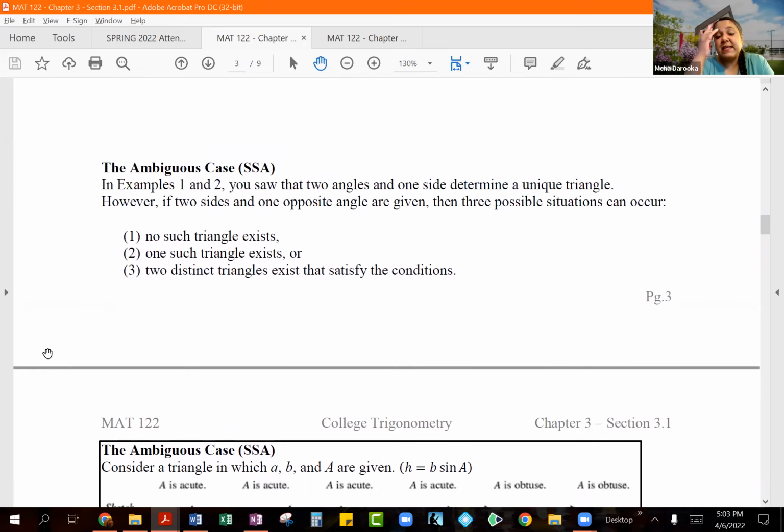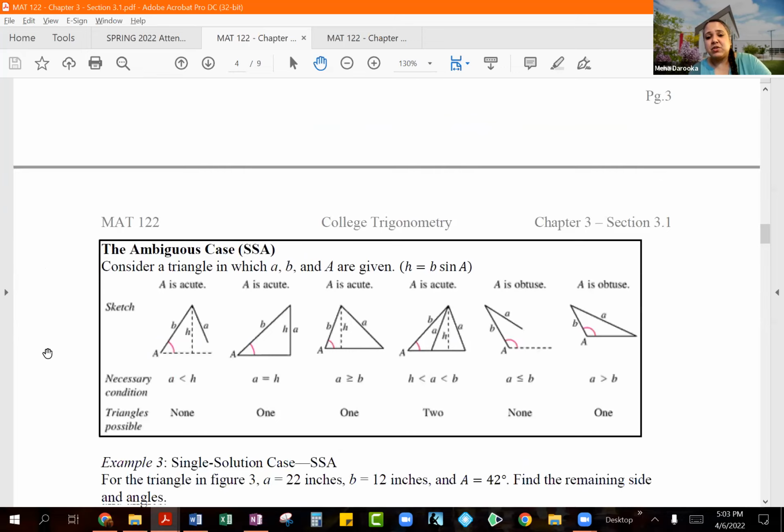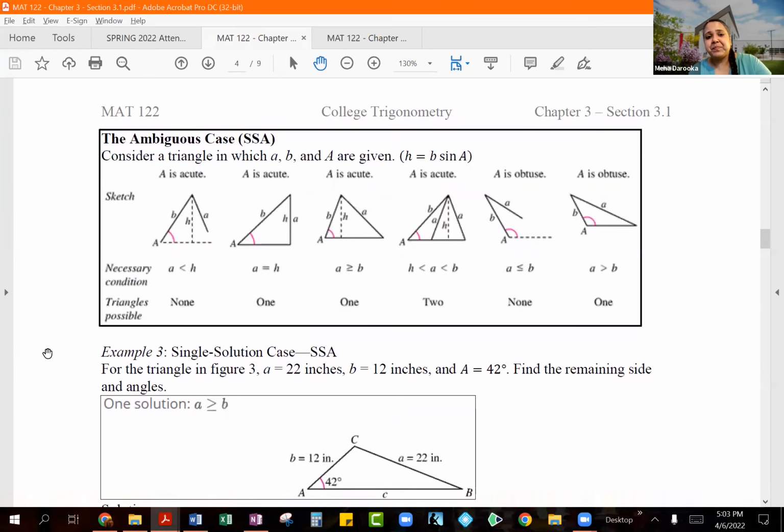And because of this, that is why they call this the ambiguous case, because looking at just the sides and the angle, you wouldn't know if the triangle is going to exist, if you will have one triangle that satisfies the condition, or if you have two triangles that can satisfy those conditions. So here's the case in that.